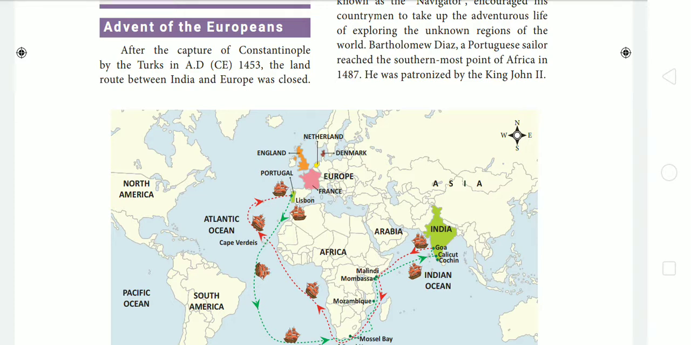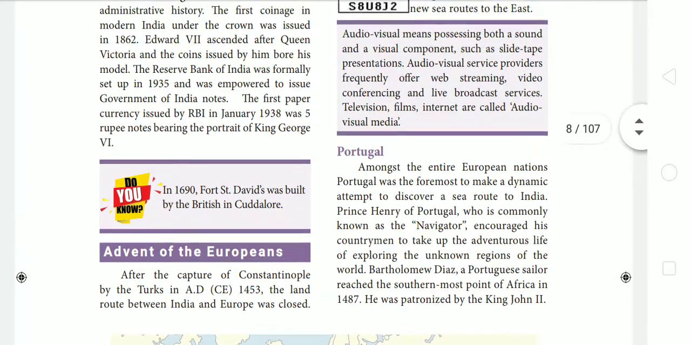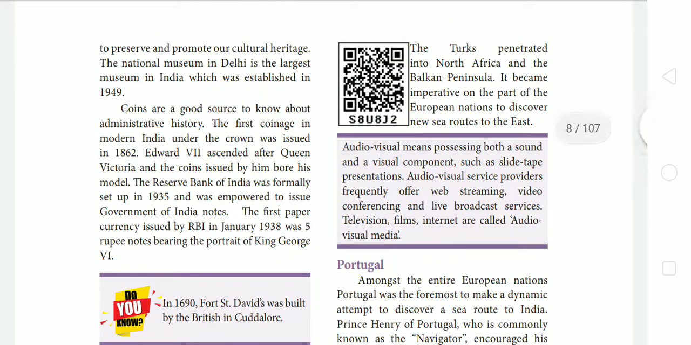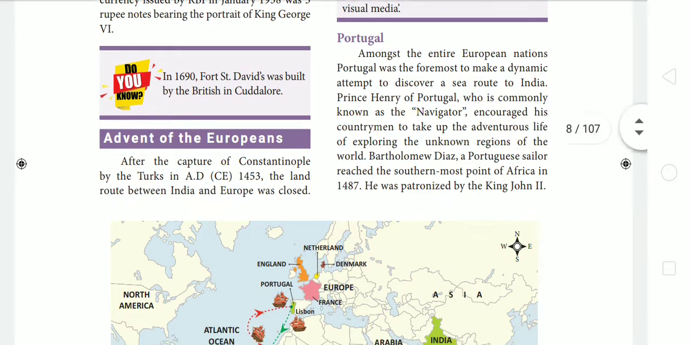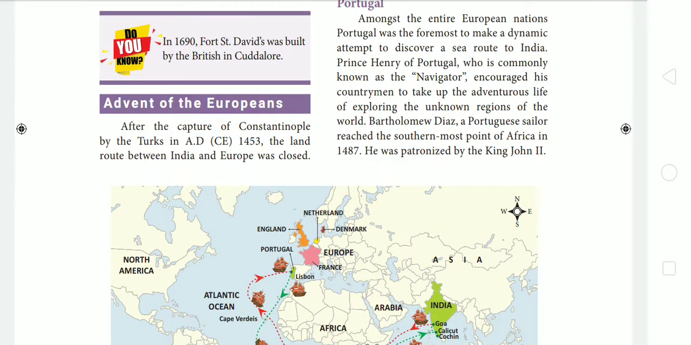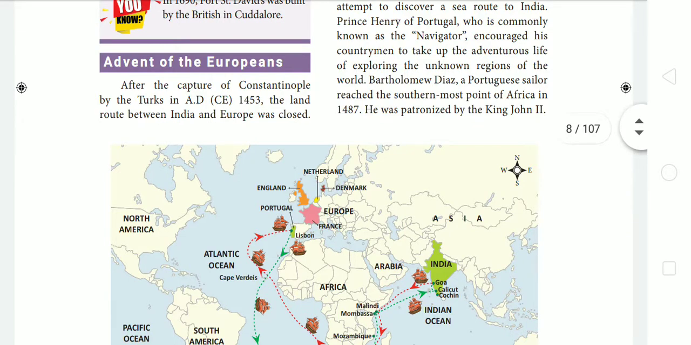The Turks penetrated into North Africa and the Balkan Peninsula. So it became imperative on the part of European nations to discover a new sea route to the east. It became very important for the Europeans to discover a new sea route to the eastern countries. The European nations are located in the west, so they had to find a new sea route to reach the countries located in the east.